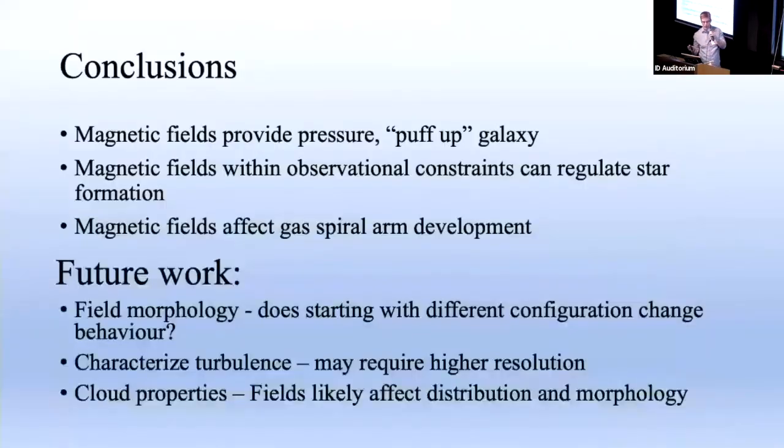I'll just say, overall, the magnetic fields kind of tend to puff up the galaxies. They can lower star formation and regulate star formation. They affect the spiral arm development. And going forwards, there's more I want to do. I want to look at field morphology. So if I start with different configurations of the magnetic field, how will that change the behavior? I want to characterize the turbulence a little more, which might take some higher resolution simulations. And I want to characterize the properties of the clouds in the simulations that form. Likely the magnetic fields affect their distribution and morphology. That's it.